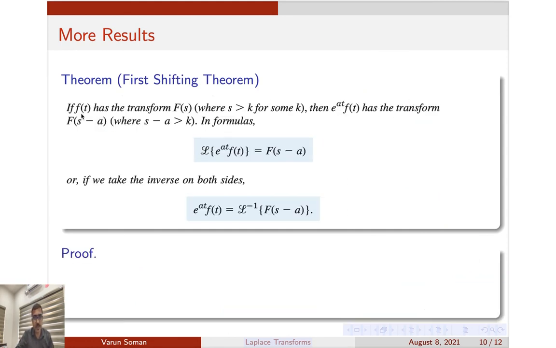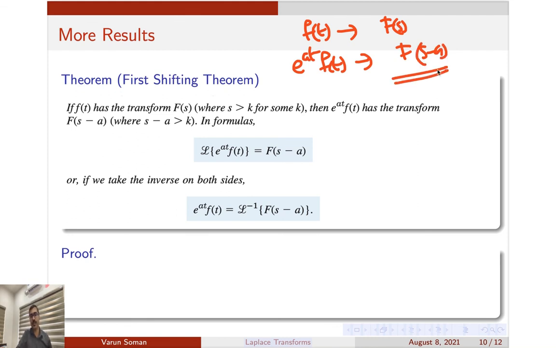Suppose f of t has the transform F of s. As I told you, the transform of f of t is F of s. Then e raised to at into f of t will have the transform F of s minus a. In place of s, we replace it by s minus a. It's a very simple thing here. If you want to prove it, I'll just prove it. It's a one-line proof.